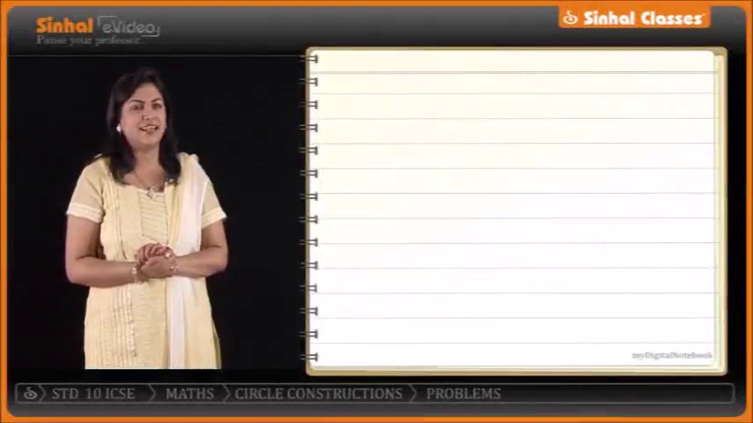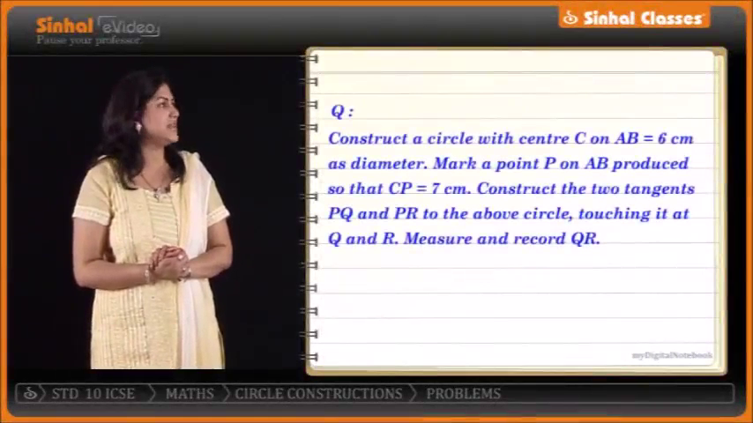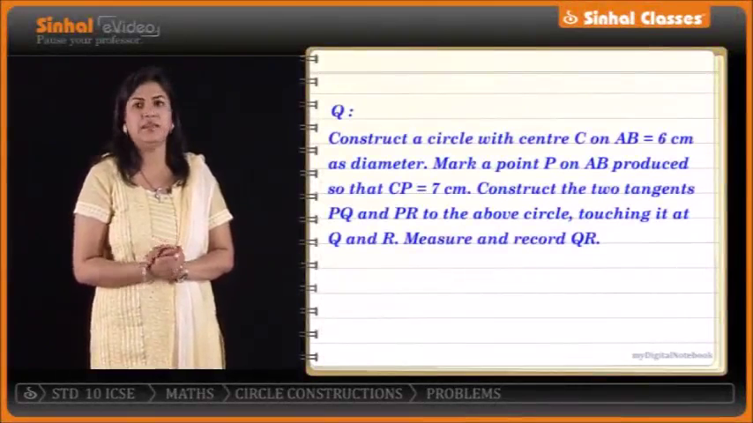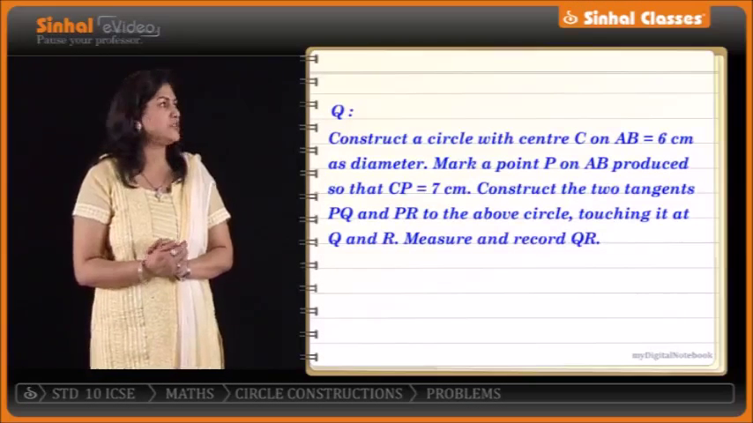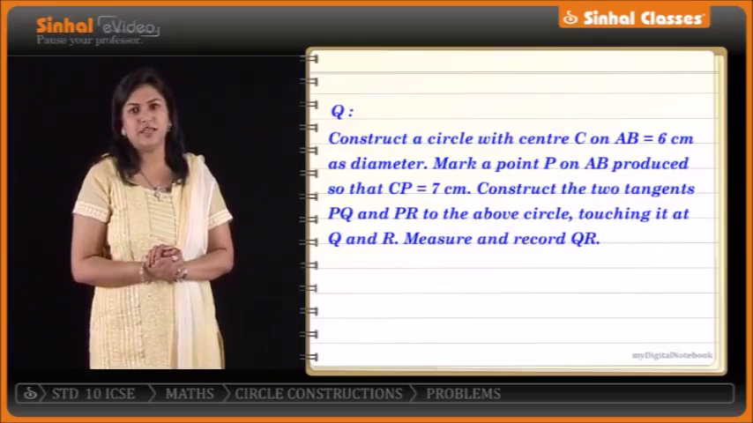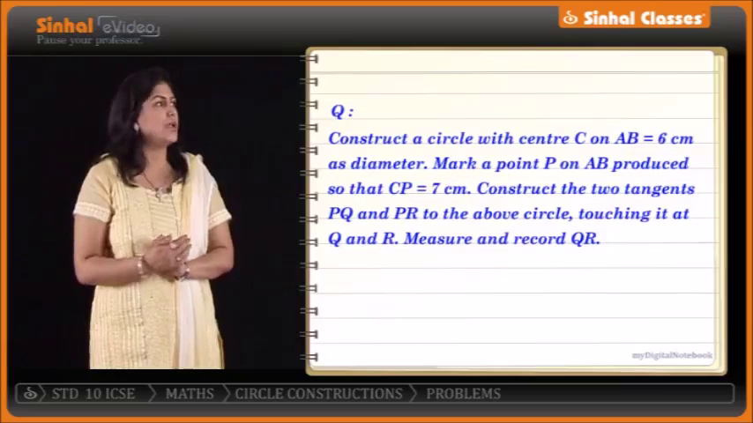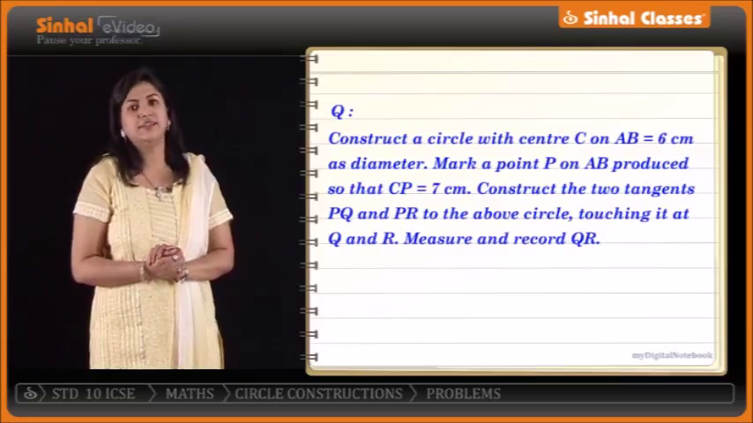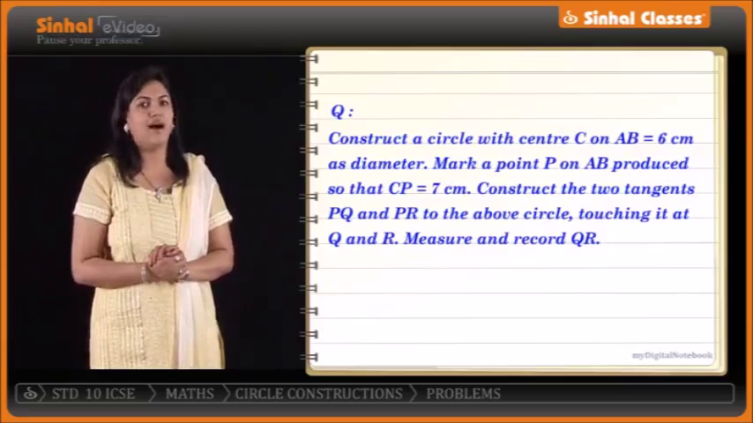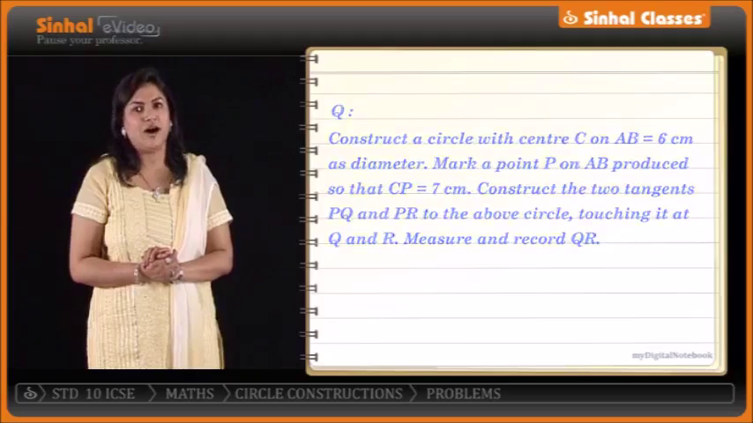Now let's take the next problem. Construct a circle with center C on AB equal to 6 cm as diameter. Mark a point P on AB produced so that CP is equal to 7 cm. Construct the two tangents PQ and PR to the above circle, touching it at Q and R. Measure and record the length of QR.